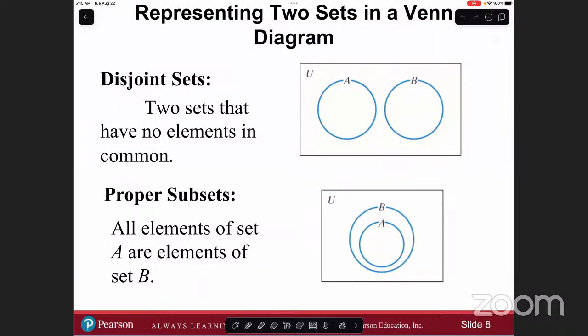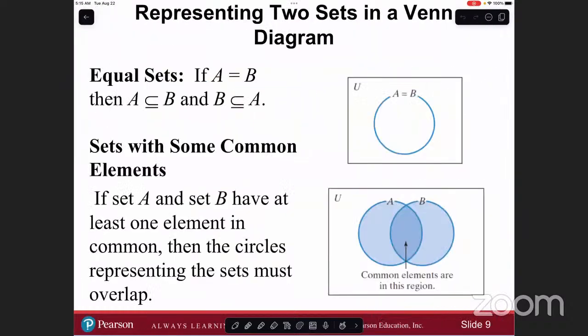So disjoint sets: two sets that have no elements in common. And then proper subsets: all elements of set A are elements of set B. So proper means that one set is completely contained within another. Equal sets: if A is equal to B, then A is a subset of B and B is a subset of A. Sets with some common elements: if set A and set B have at least one element in common, then the circles representing the sets must overlap.